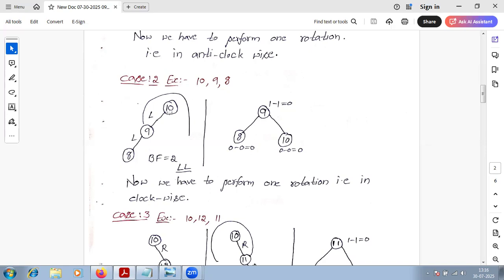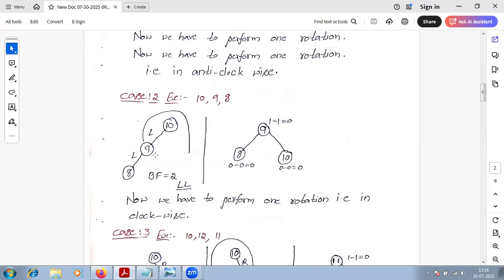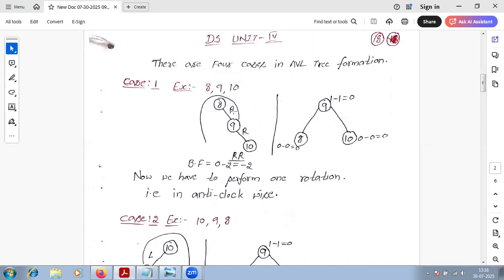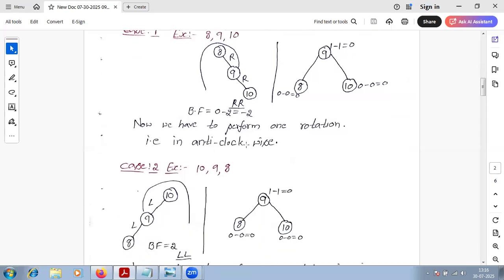Now, the problem has occurred here. How did this problem occur? The balance factor is not balanced because we placed one element to the left side and then one more element to the left side. This problem can be called an LL problem, or LL rotation. Now, how to rectify this problem? For the RR problem, we did one rotation in the anti-clockwise direction. Take it vice versa.